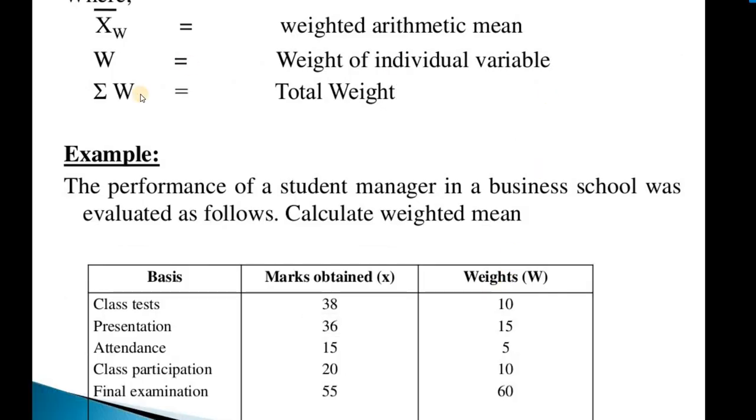Next, here you can see x bar W is the weighted arithmetic mean, W is the weight of individual variables, and sigma W is the total weight. Okay, here you can see one example. The performance of a student manager in a business school was evaluated as follows. Calculate the weighted mean. Here you can see marks obtained and weight. 38 weight 10 and 36 weight 15, attendance 15, 5, 20, 10, 55, 60.